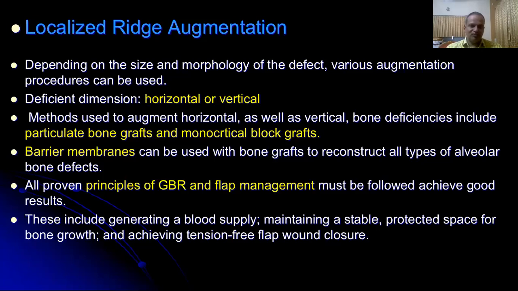And the flap should be reflected at least 5 millimeters beyond the defect, and vertical incisions, as long as possible, should be avoided, and if required, they should be given in a remote location, at least two teeth anterior to the defect, or at least one tooth posterior to the defect. The flap should be sutured with approximation of the connective tissue by providing horizontal mattress sutures, and the wound edges should be approximated with the interrupted sutures.